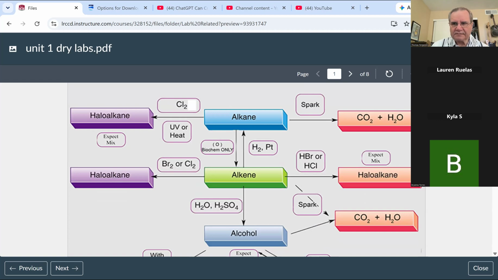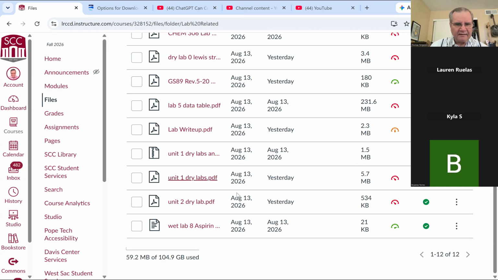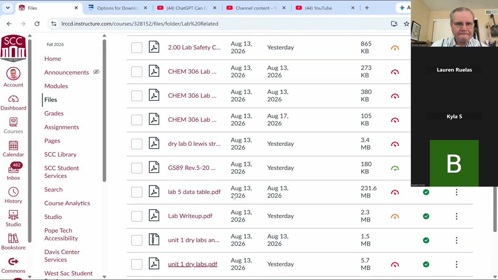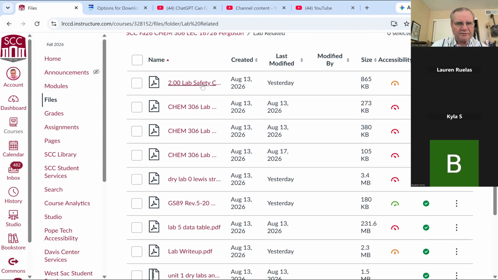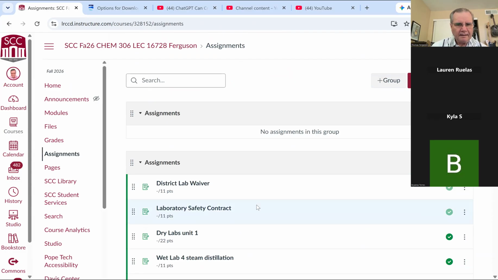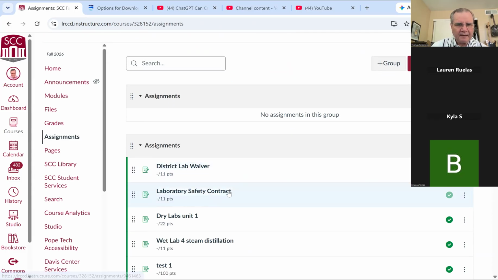So let's get out of that. And so here's the lab safety contract. Sign that, upload it. And this is the lab waiver. Download that, or I'll give it to you. Sign it and upload it. So if you look at assignments, here's the district lab waiver and the lab safety contract. Now, these are the easiest 22 points you'll have in this course. So definitely take advantage of it.